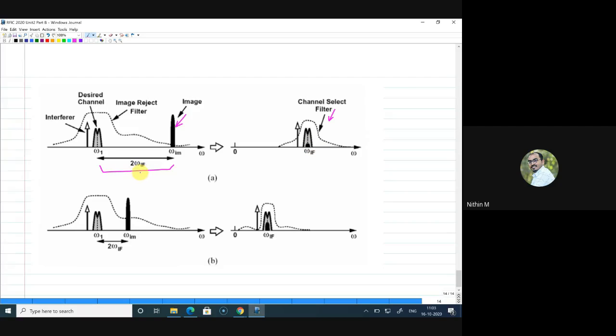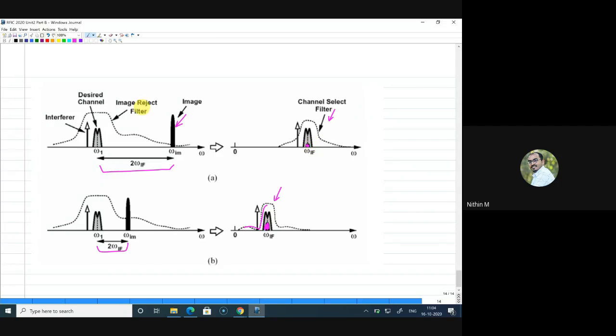Now on the other side, if I try to keep omega IF very low, you can see that here your omega IF is very low. Since omega IF is low, I can design a better channel select filter that can in fact reject the very close-by interferers, but your image problem will still be there. You can see that here it will be large compared to here, where it will be very small, right? So this is the trade-off between the image rejection and channel selection.